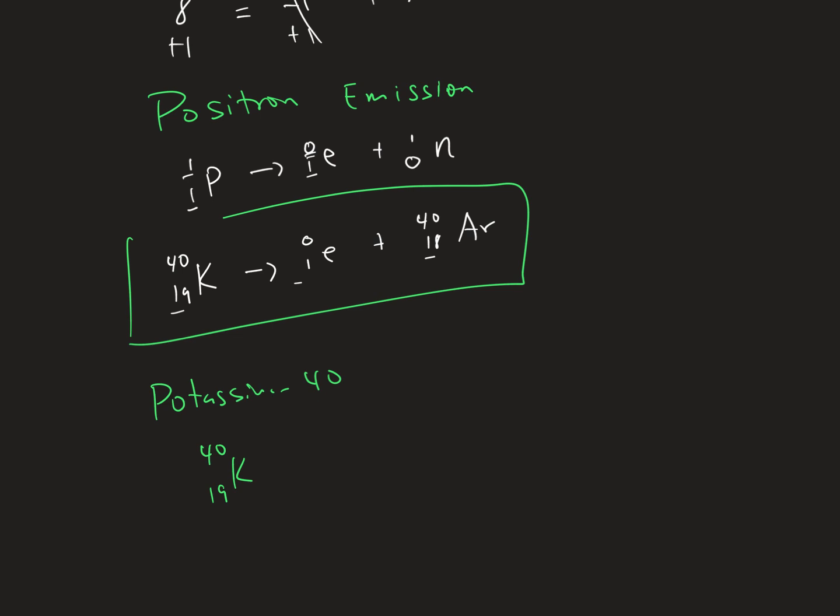So it says it undergoes positron emission. That might be the question. What's the product? What's the final product? That's our answer, and this is how we get there. Does that make sense to everybody? How we do these? Any questions so far?